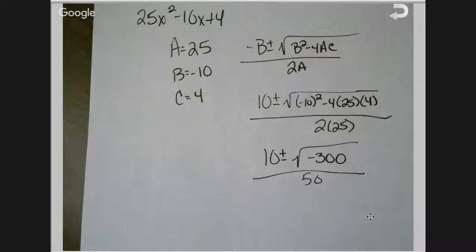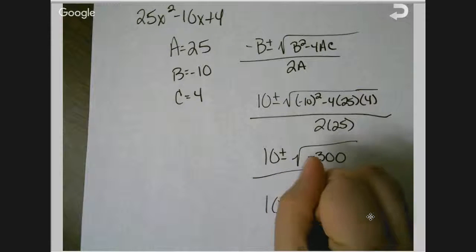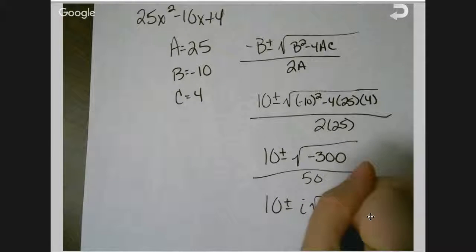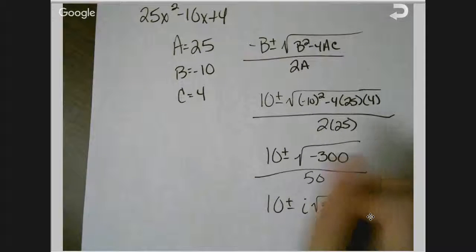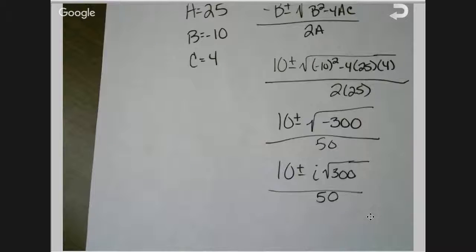Okay. When I said there's a negative inside of a square root, what do we do? What did you say, Tabitha? It's i. So 10 plus or minus i square root of 300 over 50. That's why it wasn't factorable, because it was imaginary numbers. It wasn't a real solution. Okay.